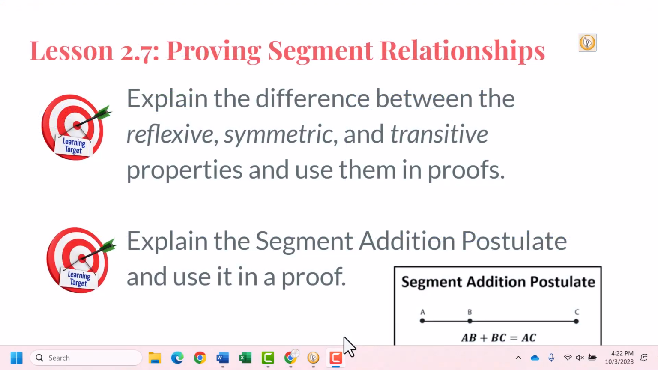So in this lesson, we explained the difference between reflexive, symmetric, and transitive properties, and we used them in a proof along with the segment addition postulate, which we explained and used in a proof as well.